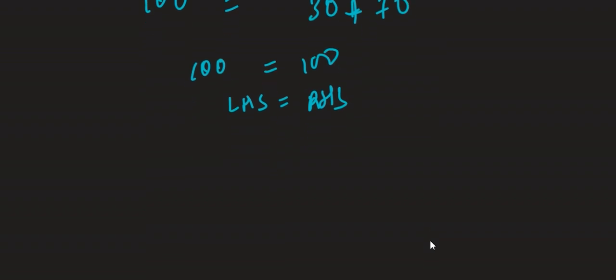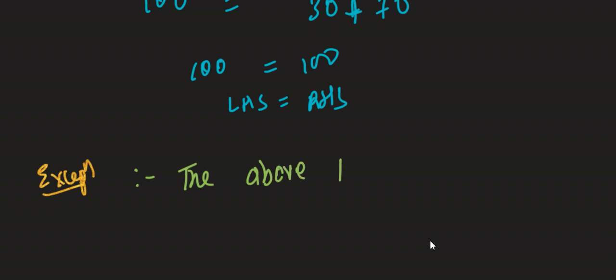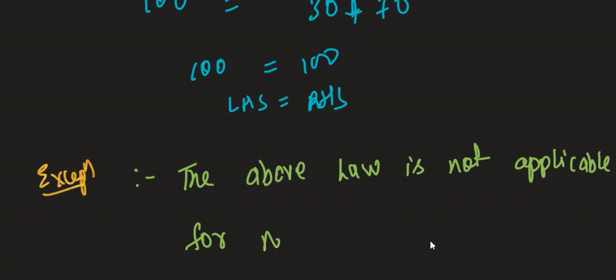Okay, but there is one exception, Nana, so write down here: exception. So what is the exception? You can say, Nana, the exception is nothing but that the above law is not applicable for nuclear reactions. So now the question is, ma'am, what happens in nuclear reactions? Why is this law not applicable?